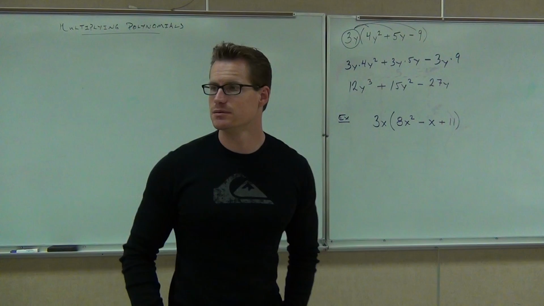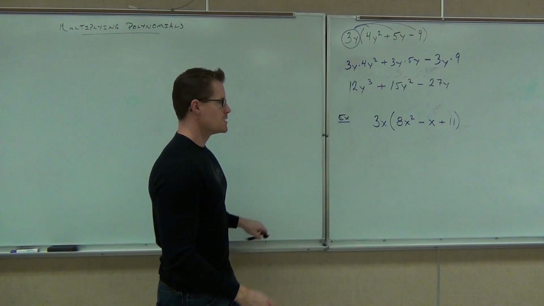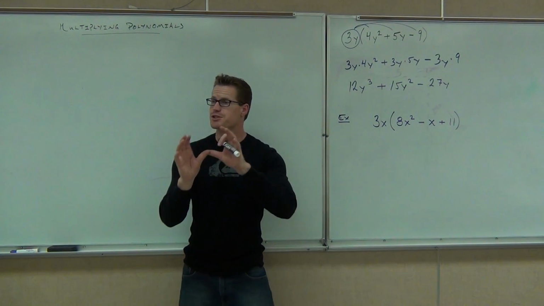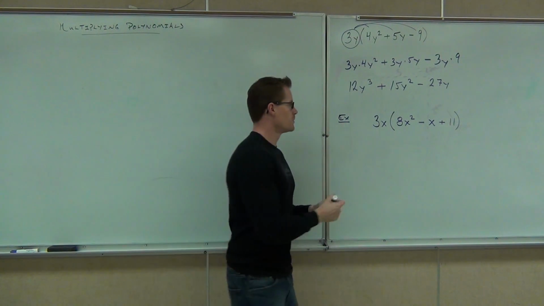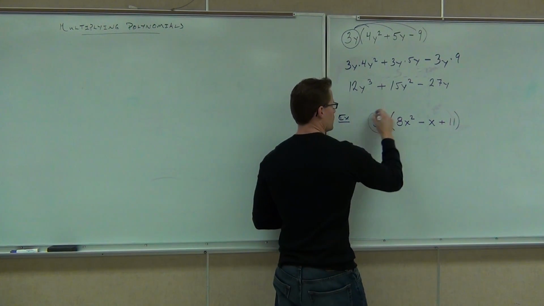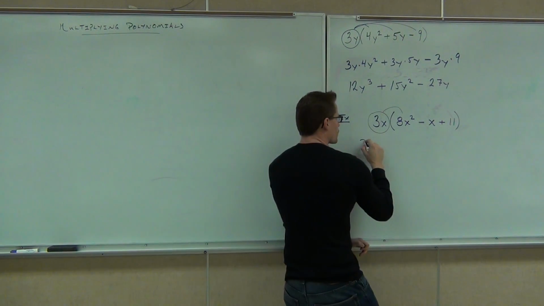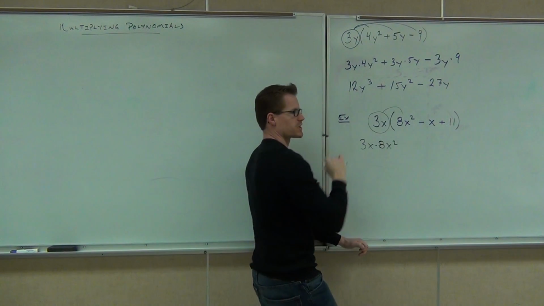Did you make it? All we gotta do is distribute. You gotta make sure the term outside gets multiplied by every single term inside. Don't neglect the signs. Make them work for you. We got 3x times a positive 8x squared. I'm gonna write that out. 3x times 8x squared. I've just done the first set of terms.